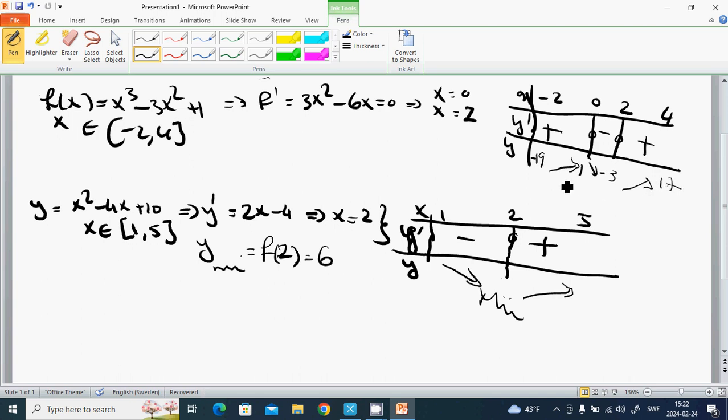Then we have a maximum and minimum here. Then f of 0, which is 1, is y max, and f of 2 is y min equals minus 3. Okay.